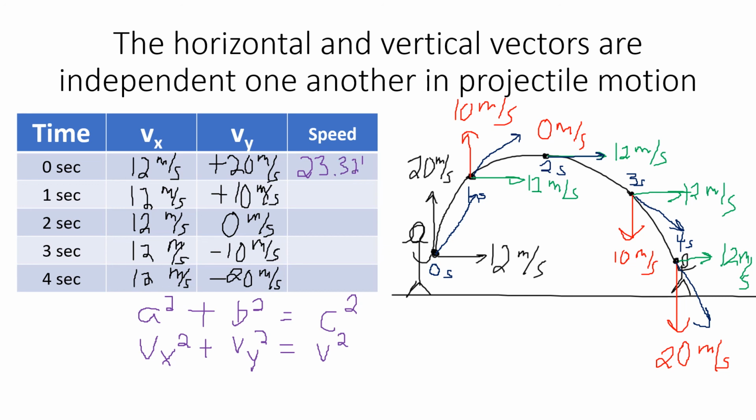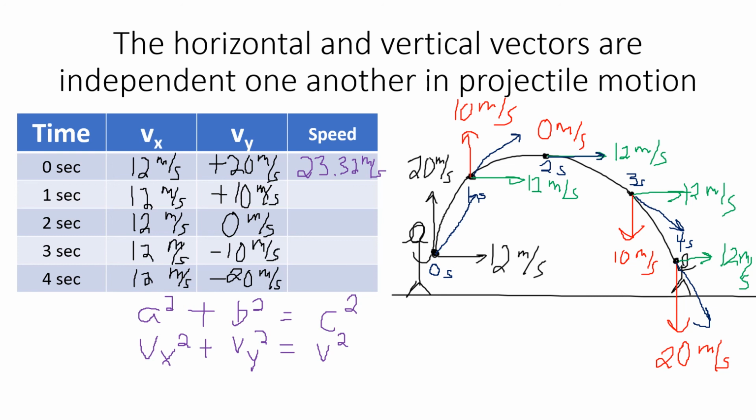.32 meters per second. What I did was 12 squared plus 20 squared equals c squared, and solve for c. That's the speed here. That's how fast the ball was thrown. Because at 4 seconds you have the same numbers. Wait a minute, they're not the same numbers. This is positive and this is negative. I know, but when you square a number, it always becomes positive.